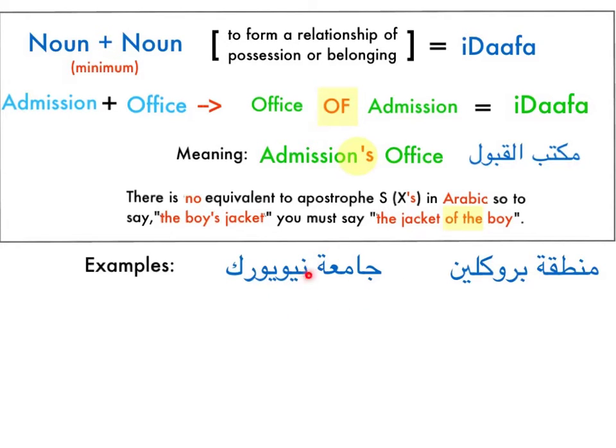And also another thing, see the ta marbuta. So جامعة on its own, we don't pronounce it as ta marbuta, but when it comes into إضافة, you pronounce it as ta. جامعة New York. Complex إضافة. Let's first review the simple إضافات that consist of two nouns.